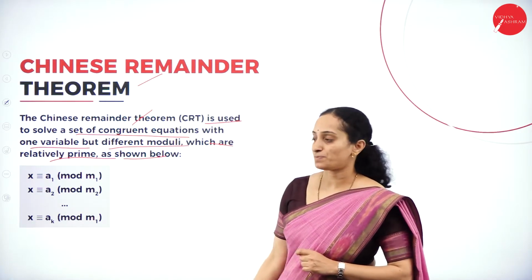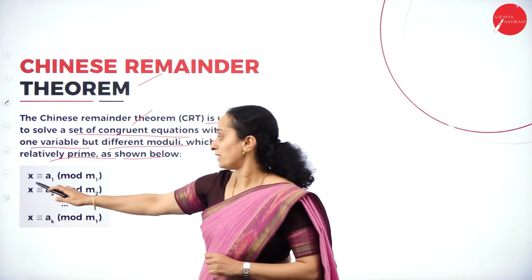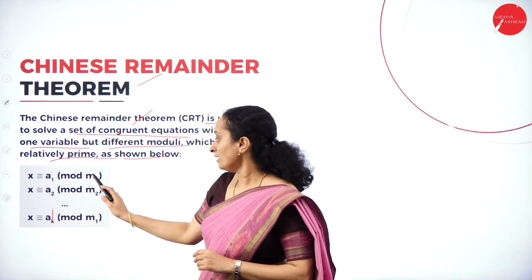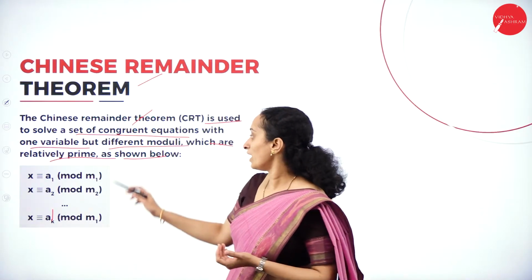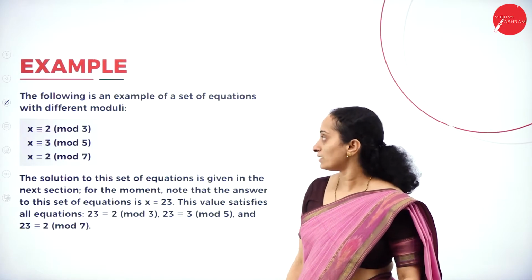We can use the expression where we use the single variable x with other numbers a1, a2 to ak with different moduli. We use the expression of the Chinese remainder theorem.